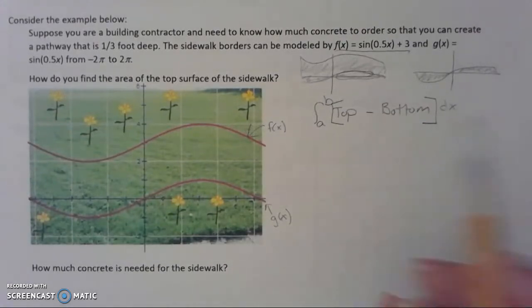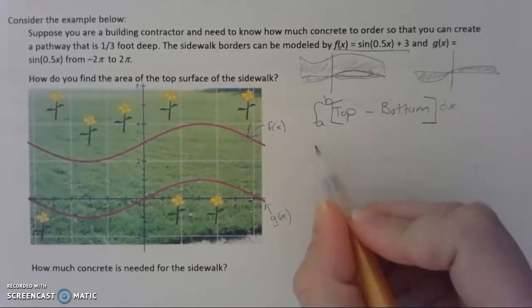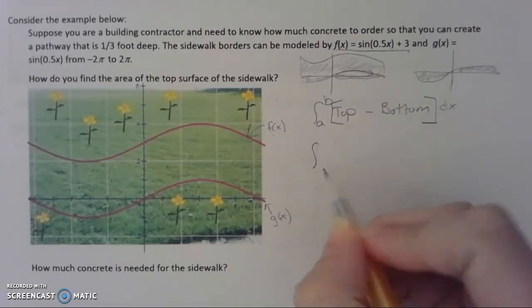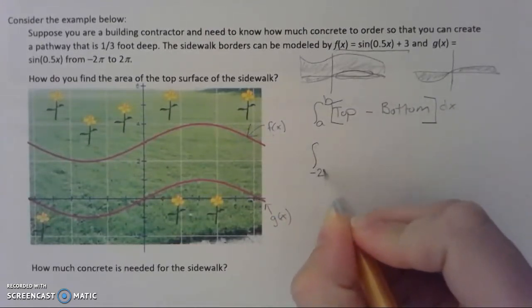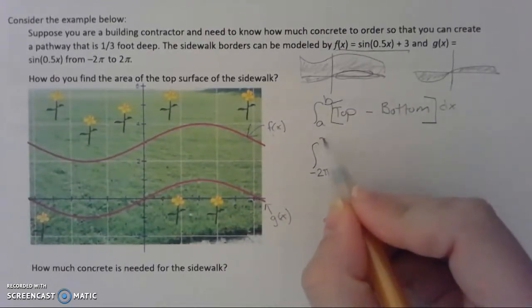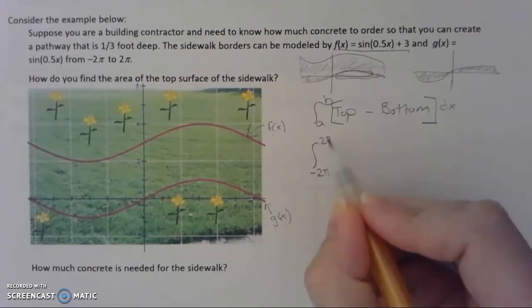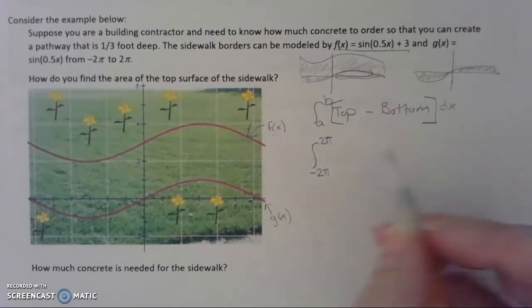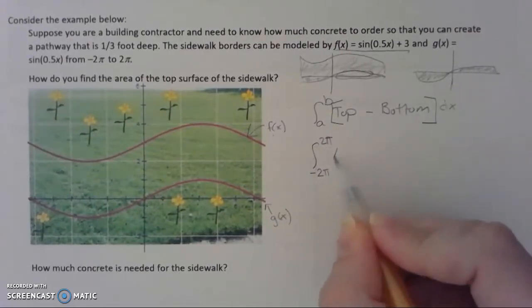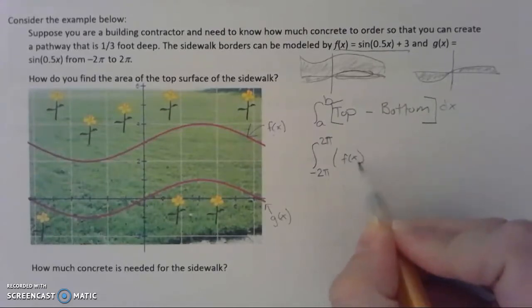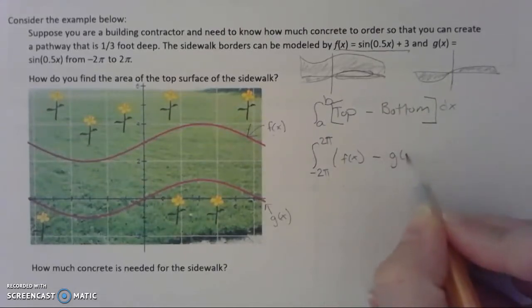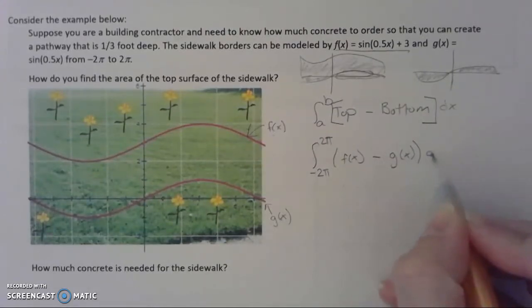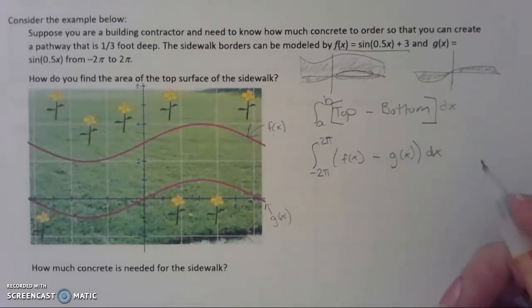Making sure we know what our top function is, we already identified that, that's f of x. So we've got the integral, we know that our lower limit is negative 2 pi, and our upper limit is going to be 2 pi. Then we're going to take the f of x function, subtract the g of x function, and take that with respect to x.